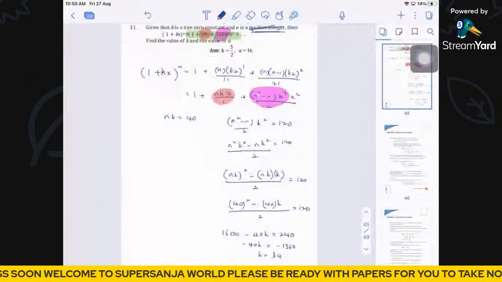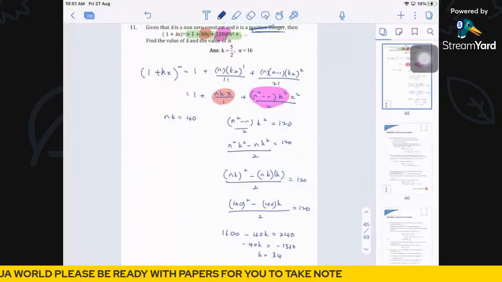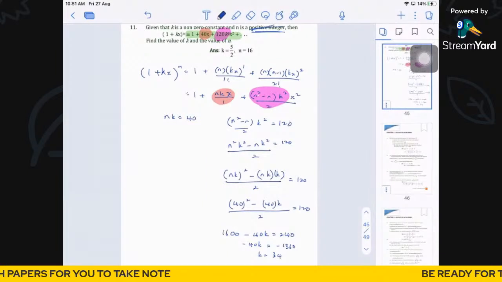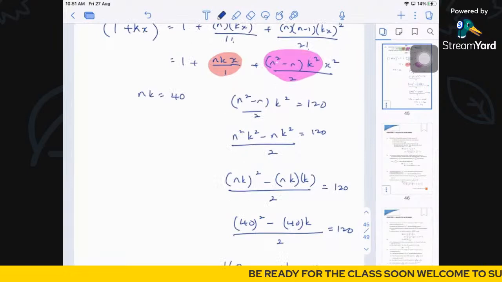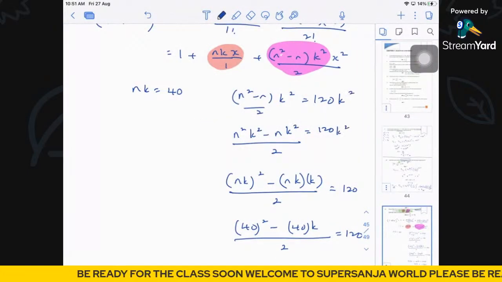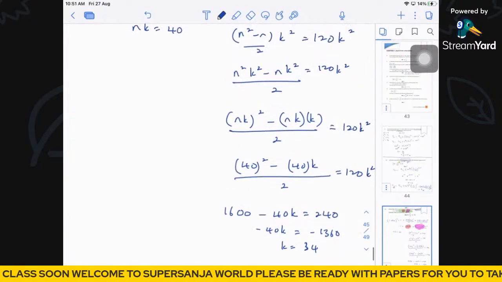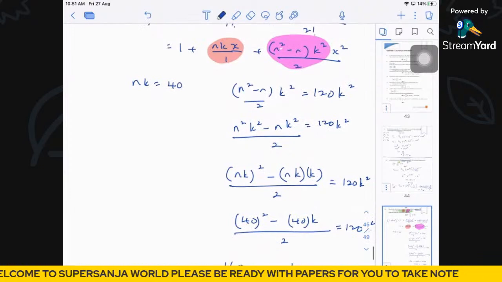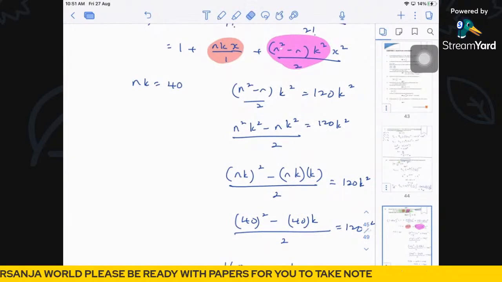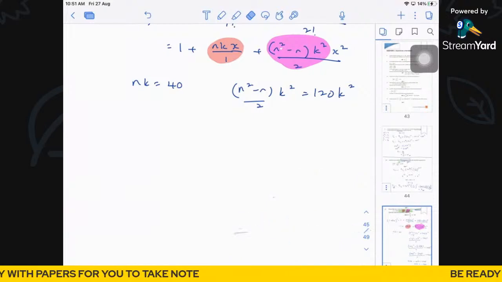If k is 34, now if I put back inside here, did I do any calculation error? 40 squared is 1600, correct. Oh, sorry. This here is 120 k squared. I missed out the k squared here, sorry. So now it will become a bit easier, I guess. I have to redo this part again. Sorry, yeah, I missed out the k squared.